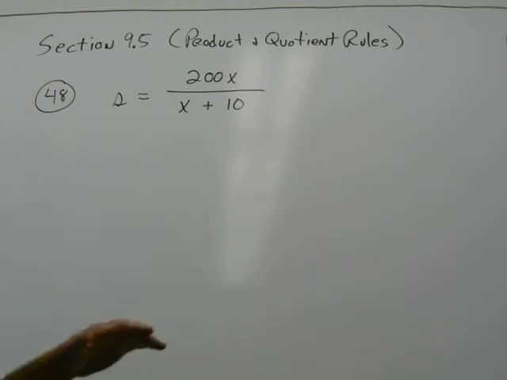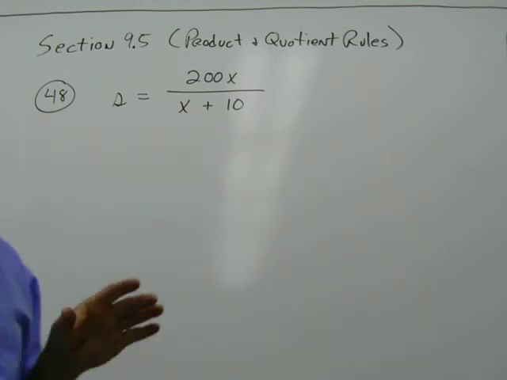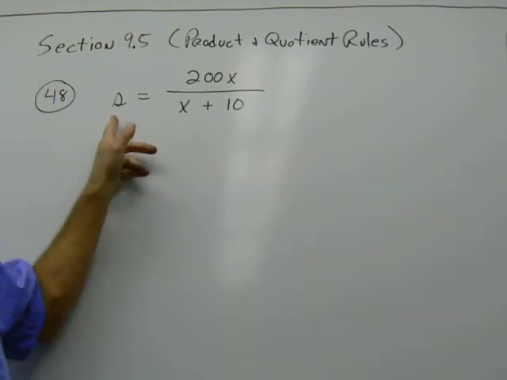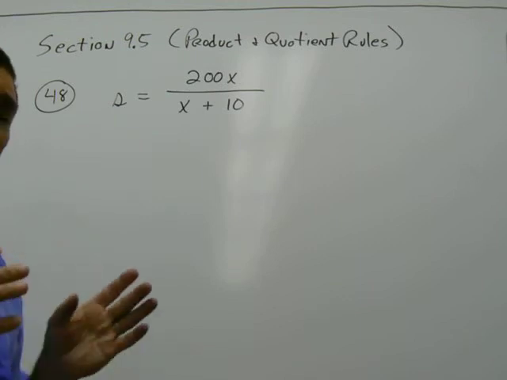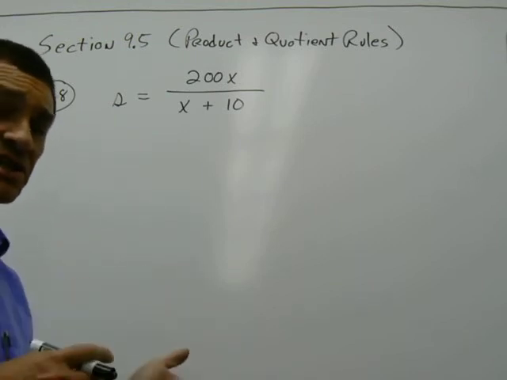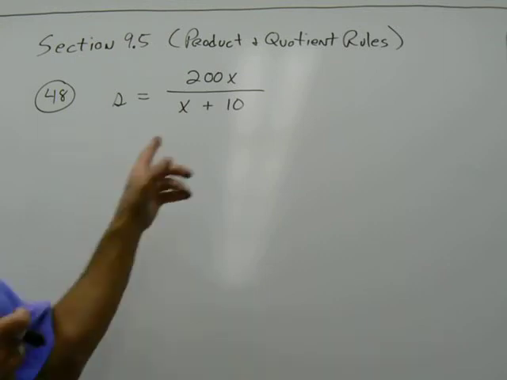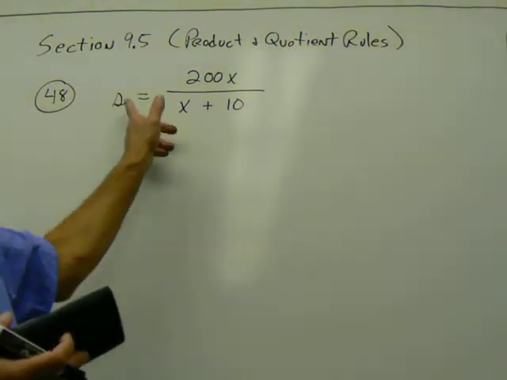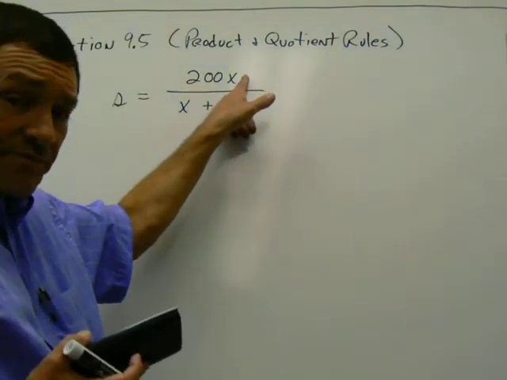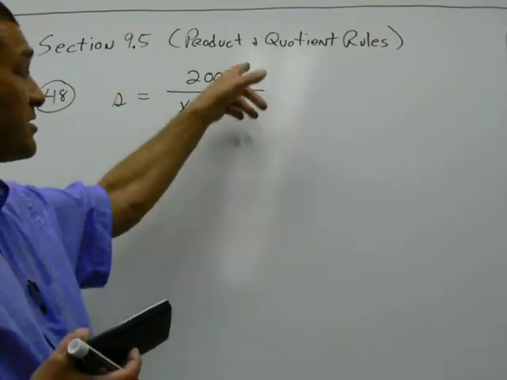This is an example of problem 48 from section 9.5. We're told that S is a sales function which tells us, based on X thousands of dollars in advertising, what our sales will be in thousands of dollars. If I don't advertise at all, then this function tells me I'll have no sales. Zero advertising dollars times 200 over zero plus ten would be zero.